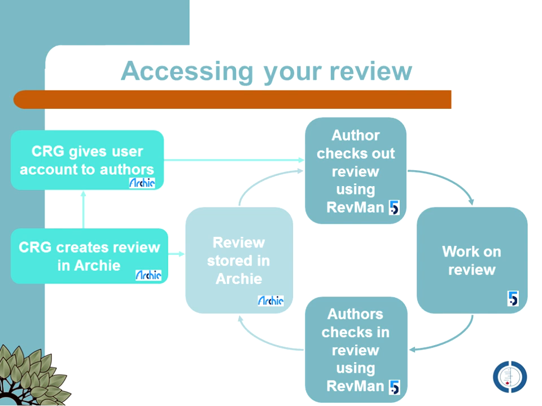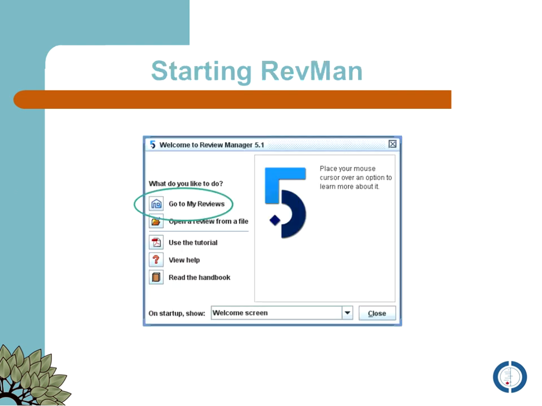First, it avoids confusion about different versions of the review, whether it's versions edited by different co-authors or different versions you may have saved on your computer. You can always go to Archie to get the latest version. And second, you always have a backup. So if you drop your laptop down the stairs, you can get your file from your managing editor.